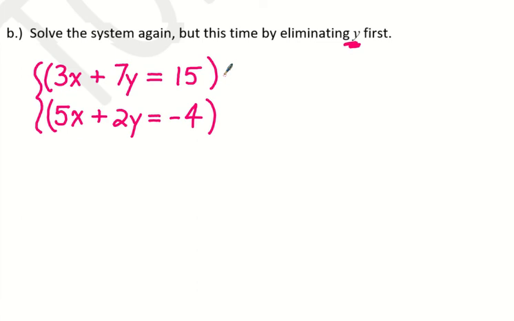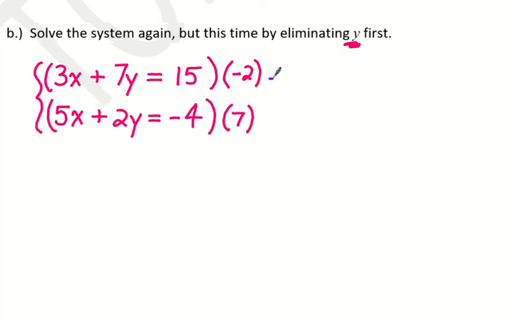Okay, now, I don't know if you came up with exactly what I'm about to do, because there is more than one way to do this. But I'm going to multiply this equation by negative 2, because I want that to end up being a negative 14y, which means I'm going to want to multiply this equation by positive 7, because I want this to be a negative 14y, and I want this to be a positive 14y.